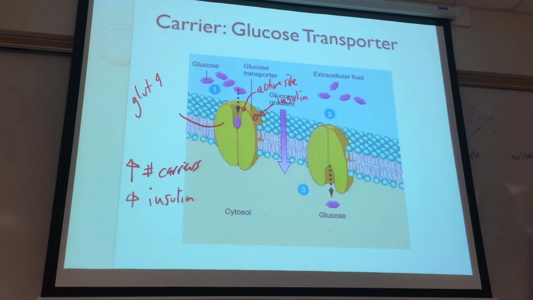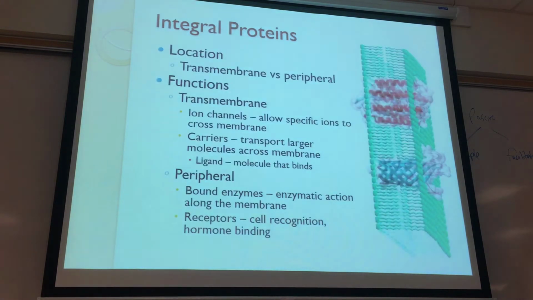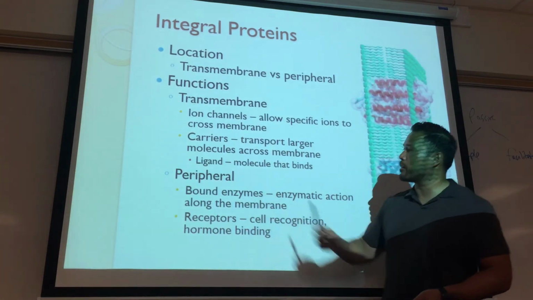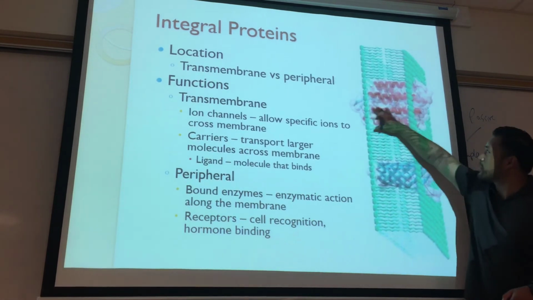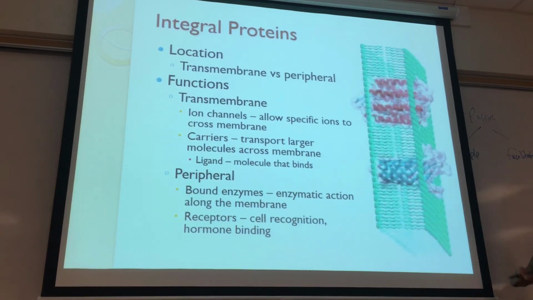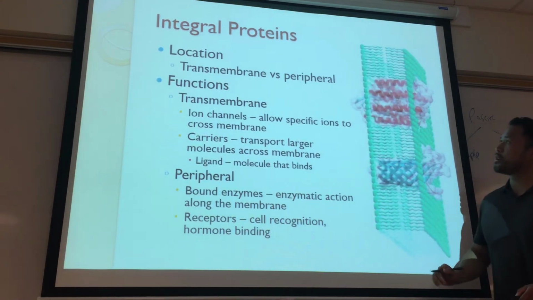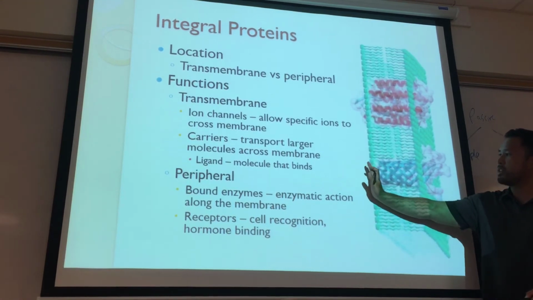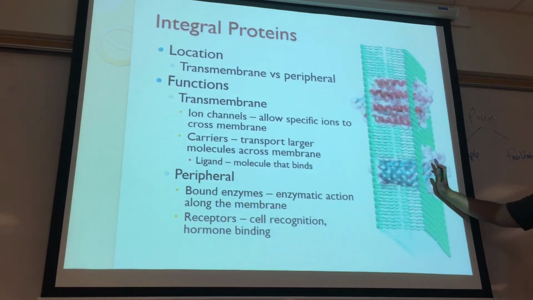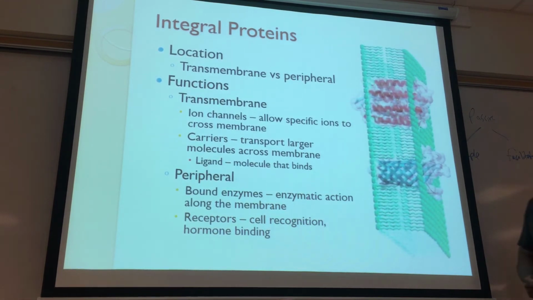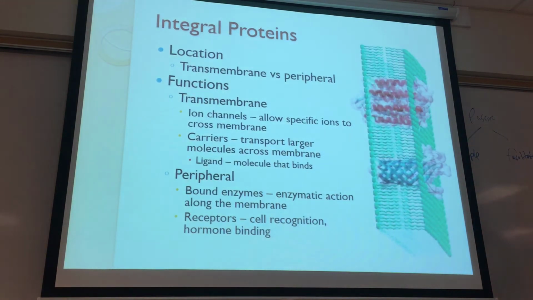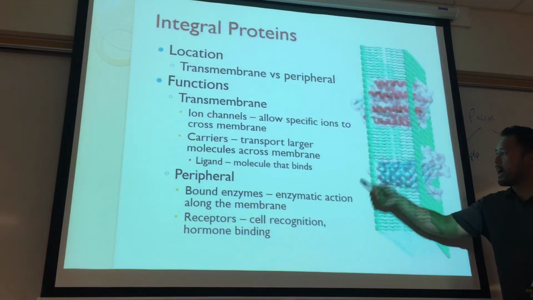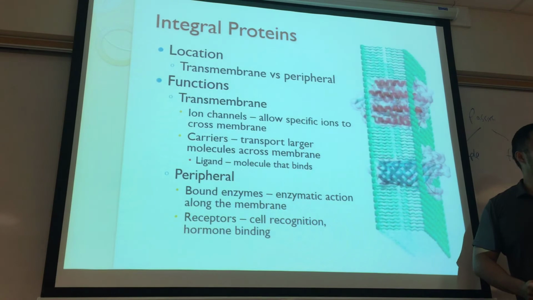So last thing I want to look at for our integral proteins are the peripheral proteins. We've talked about the transmembrane proteins that allow movement in and out of the cell. Now the peripheral proteins are things that are bound to either the intracellular side or the extracellular side of the phospholipid membrane. So we have either enzymes of which we'll talk about, that perform actions on that side of the cell.